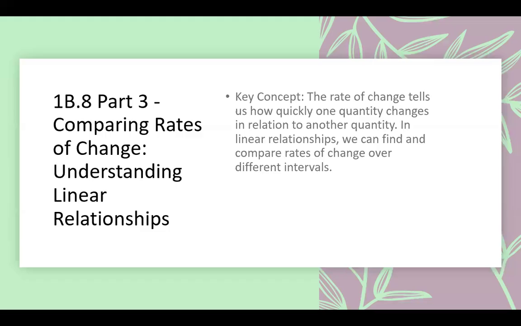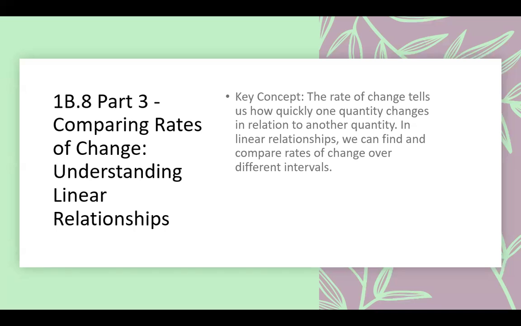Okay, so we're on part three. Part three, we're comparing rates of change and understanding linear relationships. So the key concept here is that the rate of change tells us how quickly quantities change in relation to one another. Okay, a linear relationship can find and compare rates over different intervals. So once you piece it together, that's telling the whole story, right? One linear part could just be a piece of the story.